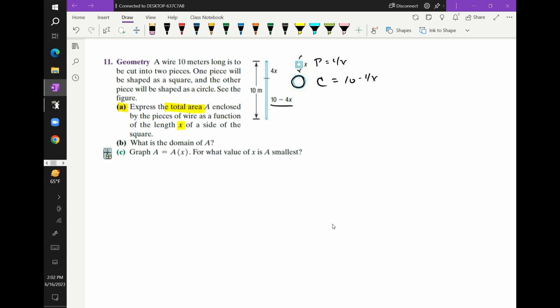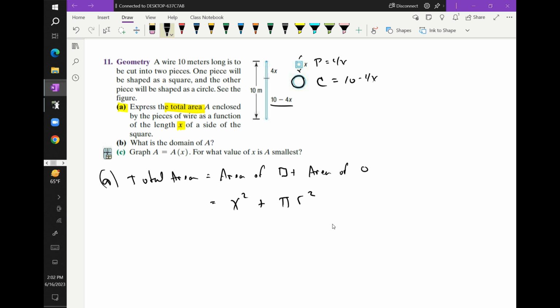Let's grab the pen. So what we want is total area. So total area will be the area then of the square plus the area of the circle. Okay? Well, the area of the square, the area of a square is the side squared, so that's going to be x squared. Area of a circle in general is going to be pi r squared.